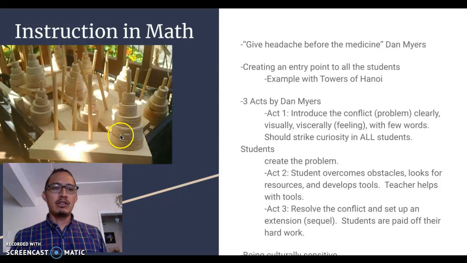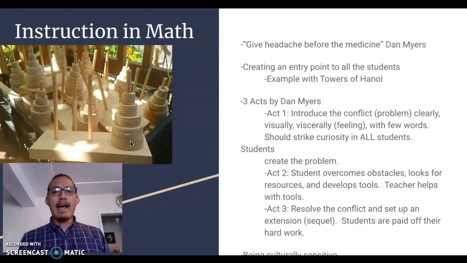So I decided to go to Home Depot, and in about 6 hours, I created about 30 of these towers of Hanoi with some tools that I borrowed from my relatives. And Dan Meyer talks about a three acts kind of role play in a math classroom. Act one is introducing the conflict or the problem clearly, visually, viscerally, and with few words. And it should strike curiosity to all students, no matter the walks of life.